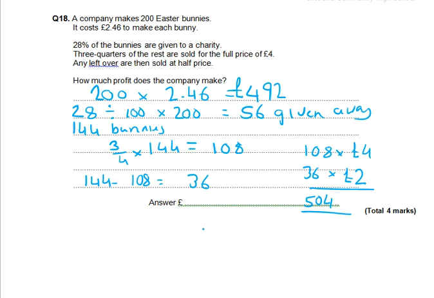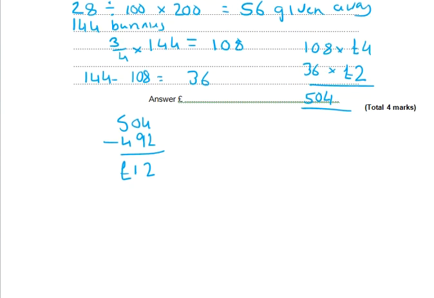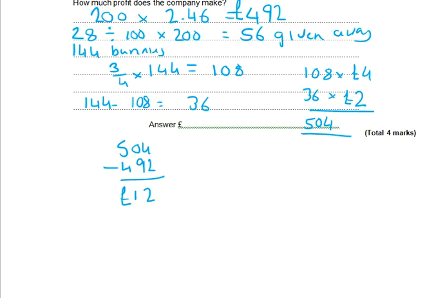They cost 492 to make. So 504 take away 492 makes £12 profit. And that's the end of the questions.